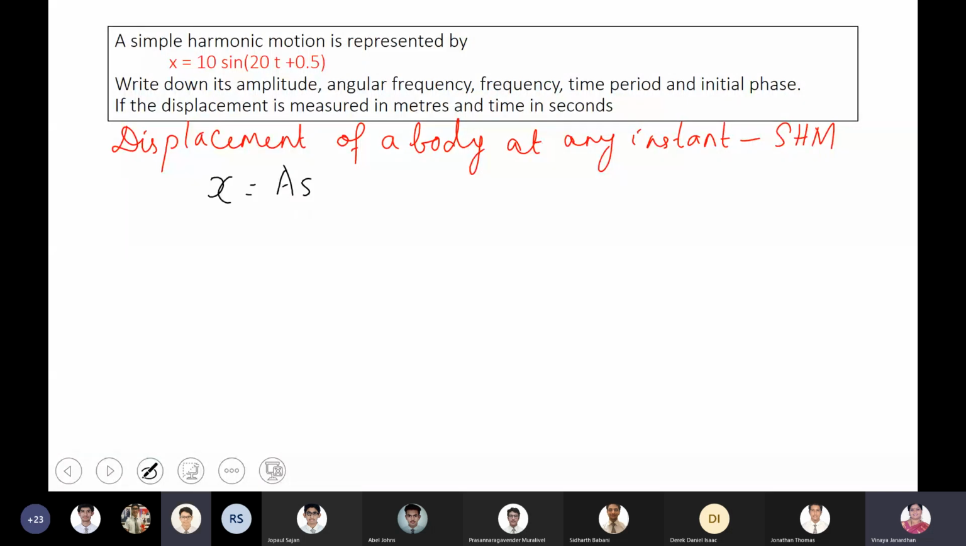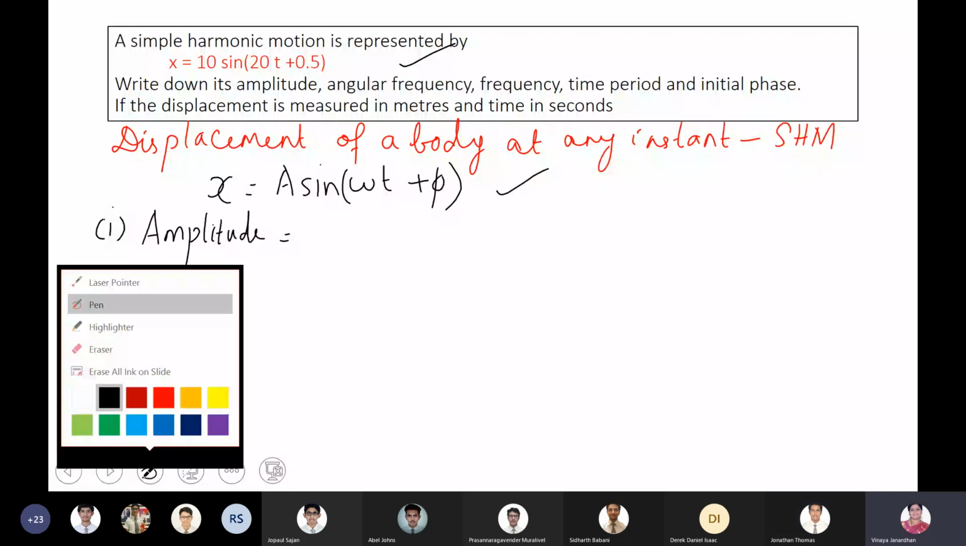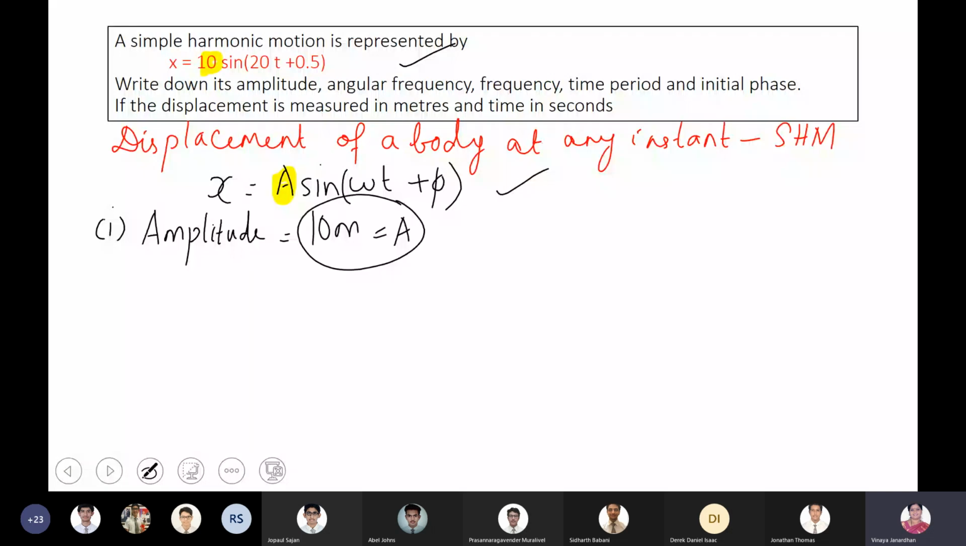Now you compare. Okay, fine. You compare both the equations. When you compare both the equations, tell me what is the amplitude of the wave? Ma'am, is it 10? Yeah, 10. This is A, this is 10. The amplitude is 10 meters, correct? Which is equal to A. Now you tell me what will be the angular frequency. Compare and tell me what is the angular frequency.